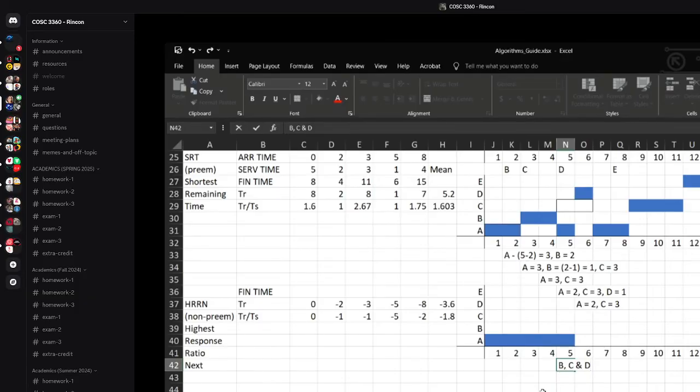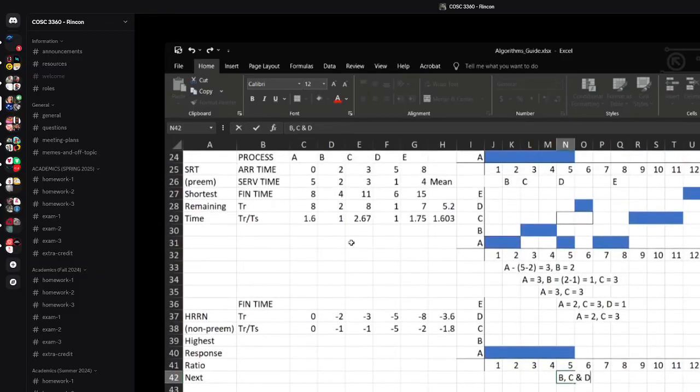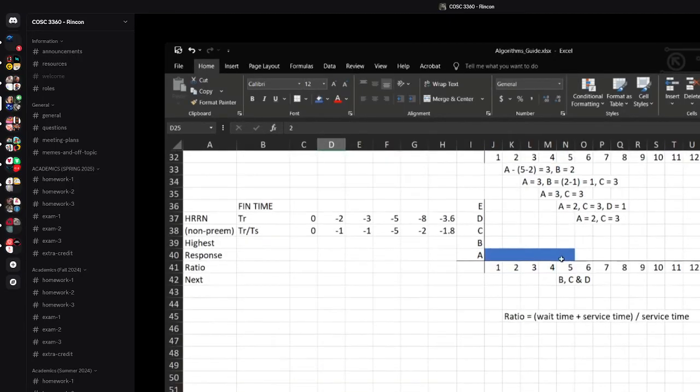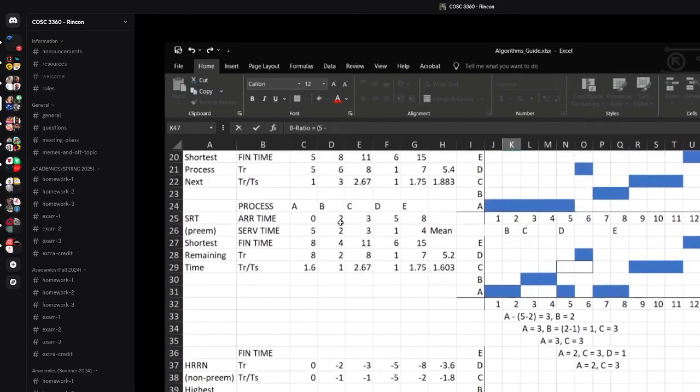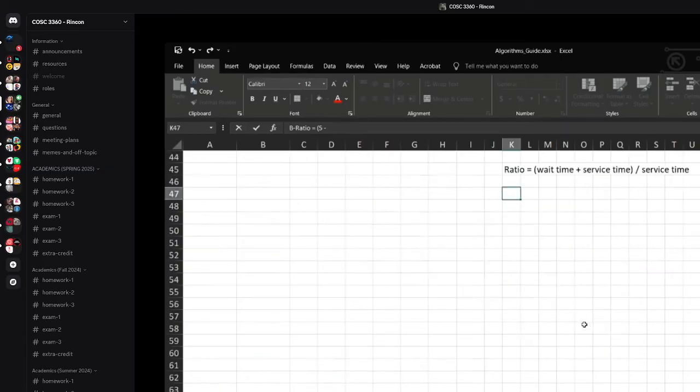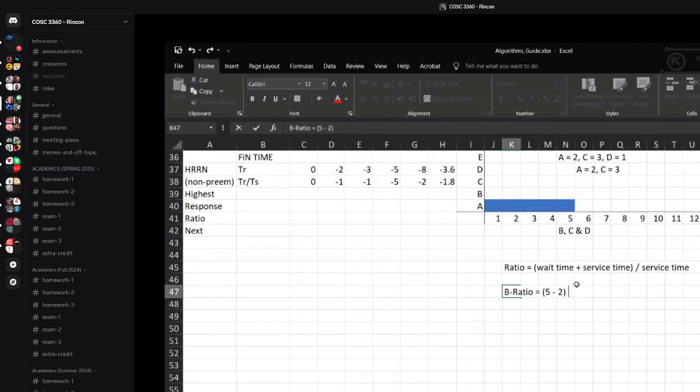To use this formula, the wait time is essentially the current time minus the arrival time, hence waiting. What is B's arrival time? It's time 2, and right now it's time 5. So B ratio is equal to: the time is at 5, and B arrived at time 2, so 5 minus 2.